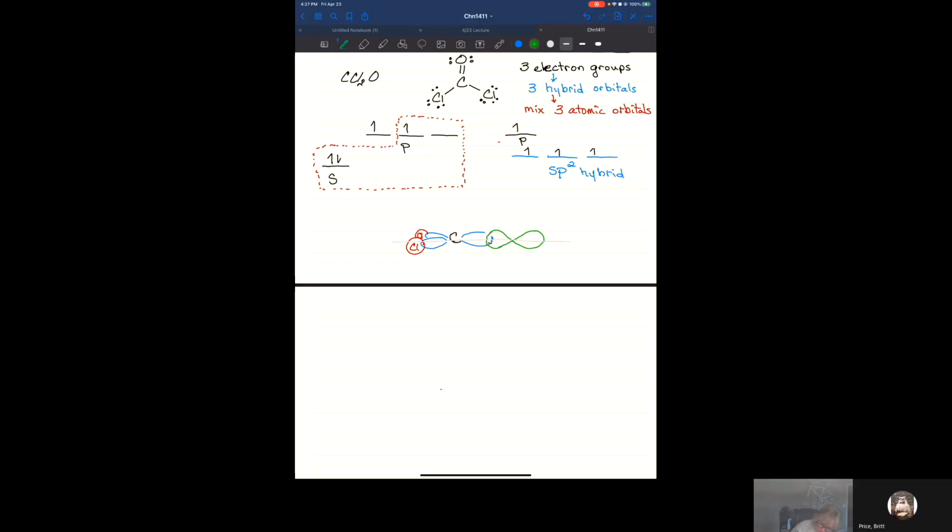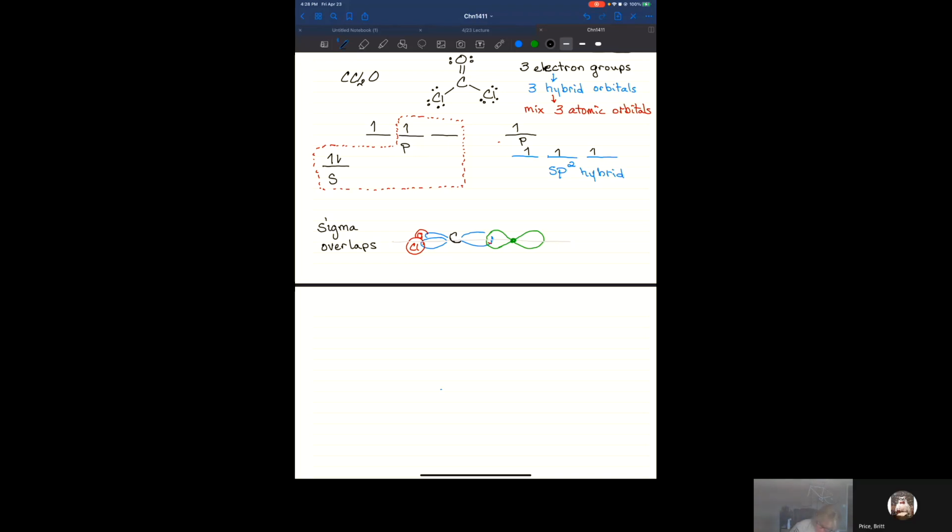Now here's my oxygen and then my carbon. With the carbon, I also have, let's just do this, the sigma overlaps, right?